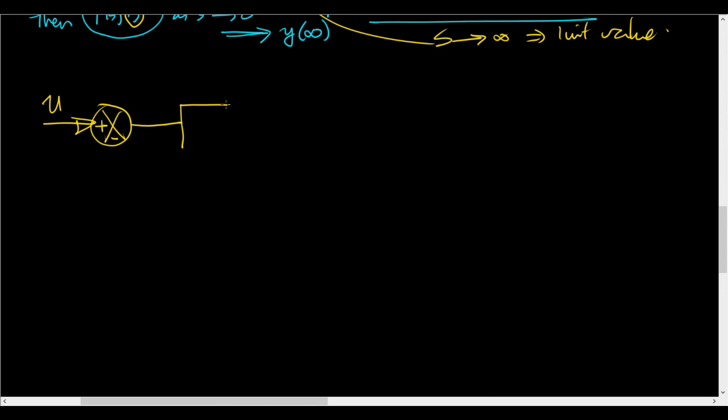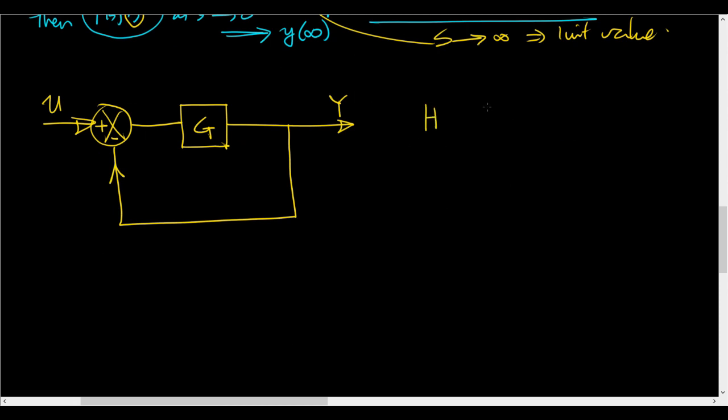This is G. Simplest possible case is to just feed this back here. So as we have worked out before, the closed loop transfer function, which I am just calling H, is equal to the forward path, that is G, divided by 1 plus the product of the forward and the feedback path, which is G over 1 plus G.